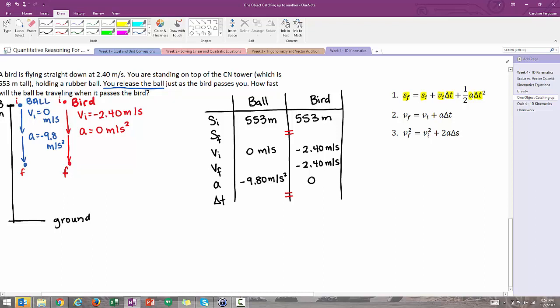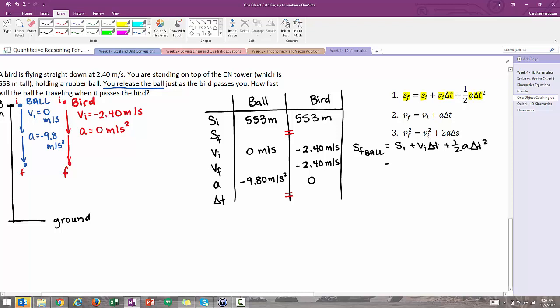So what we're going to do is find an expression for the final position, SF, for the ball, as well as SF for the bird. And because those two are equal, we're going to set the two equations equal to one another. Okay, so let's start off with the ball. So SF, the final position of the ball, using equation 1, is equal to SI plus VI delta T plus 1/2 A delta T squared.